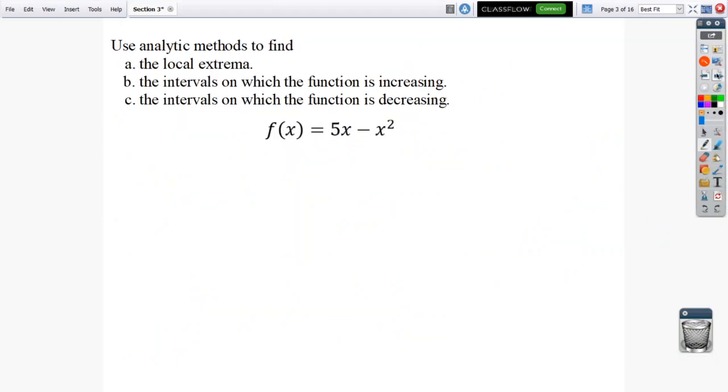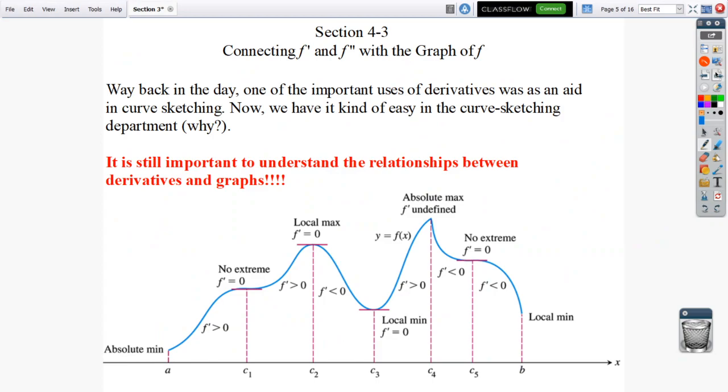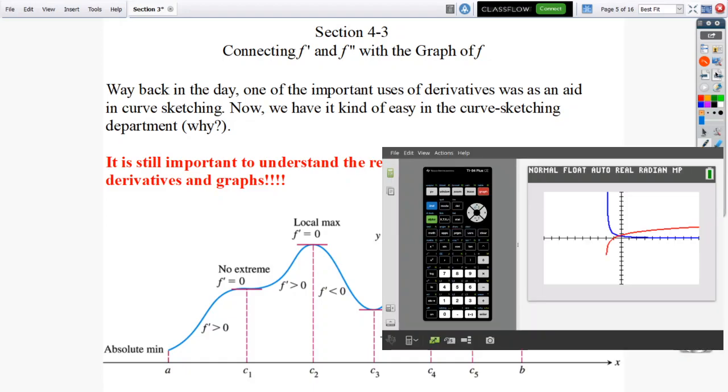All right, but let's get into, not that, this. Section 4.3, connecting f prime and f double prime with the graph of f. Way back in the day, as my son would say, one of the important uses of derivatives was as an aid in curve sketching. Now we have it kind of easy in the curve sketching department, and the reason why is because of our lazy bones machine.